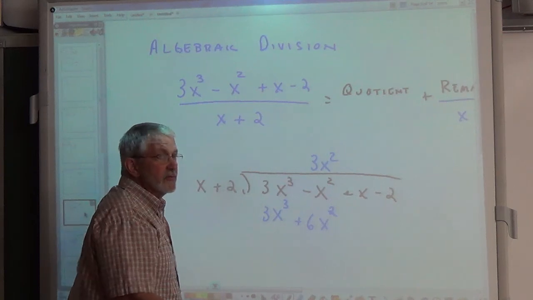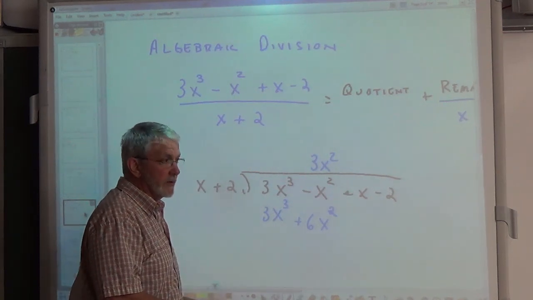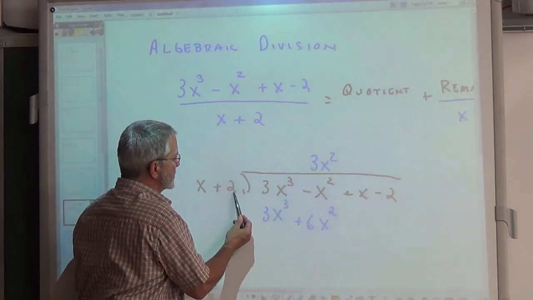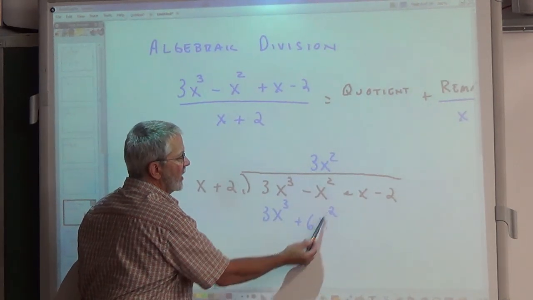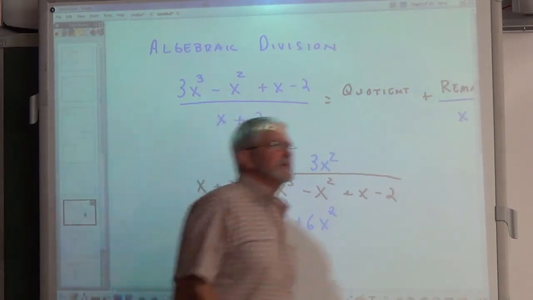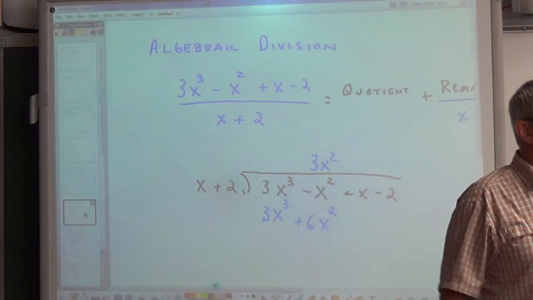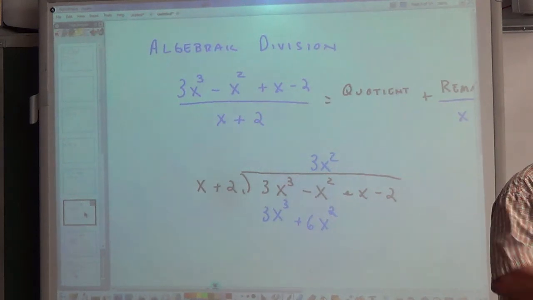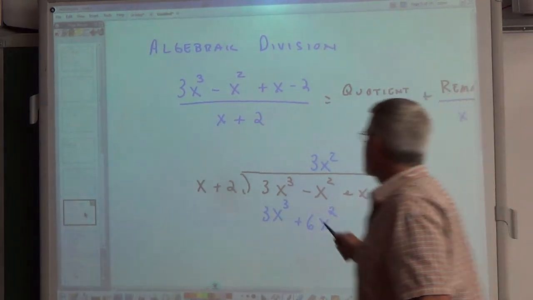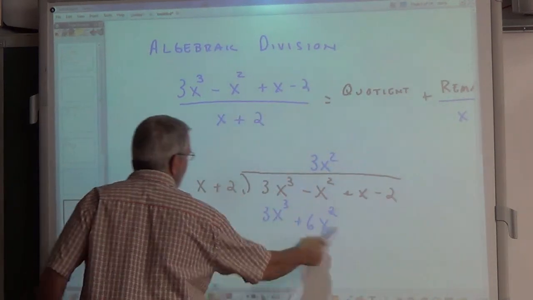And I'm just going to do, just like I do with the algorithm that you learned in the 4th or 5th grade, whenever you learned that, or 6th. 3x squared times 2 is 6x squared. 3x squared times x is 3x cubed. What's the next process in the algorithm? The next process of the algorithm is to subtract that from the 2 terms above. So I'm going to subtract this guy right here from this.